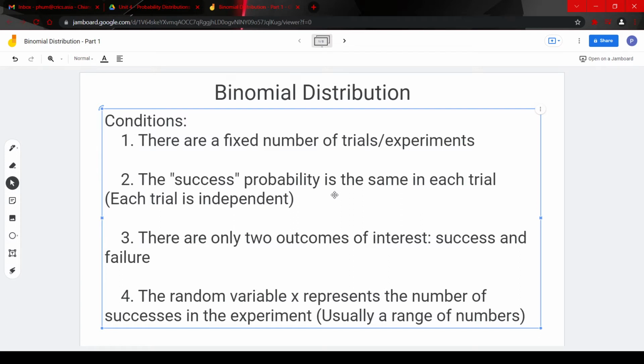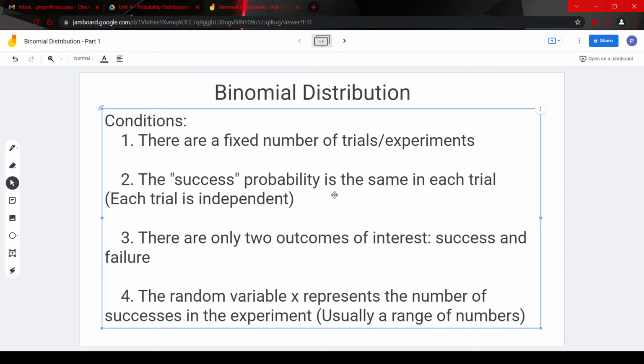Which leads me to my third condition. There are only two outcomes of interest, success and failure. Now, what success is going to be defined by the question. It can be rolling a 6 on a six-sided die. It could be making a shot in soccer. It could be drawing a specific card or a specific suit in a deck of cards. It could be picking your favorite movie randomly from a playlist of movies. So there are many ways to define a success, and you'll have to look at the question to determine what that is.